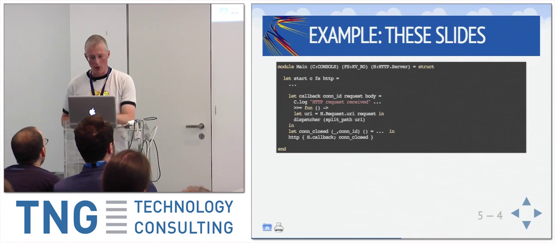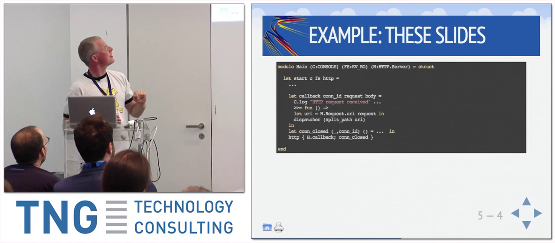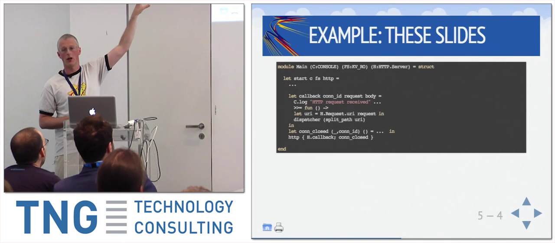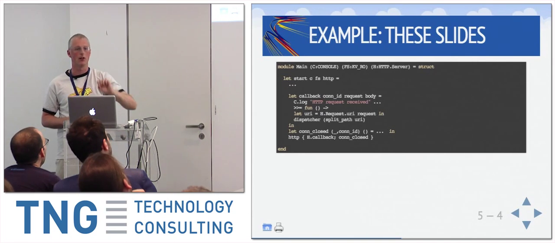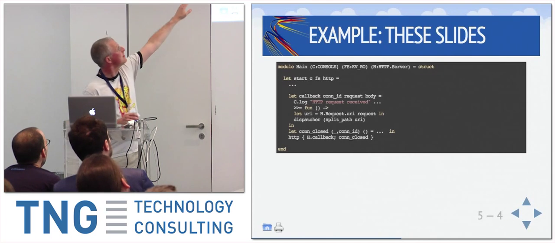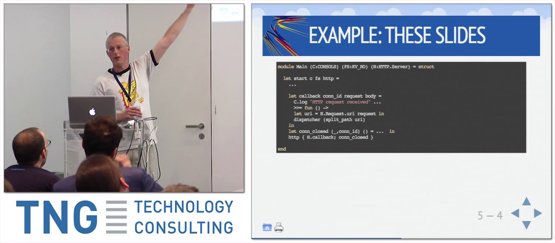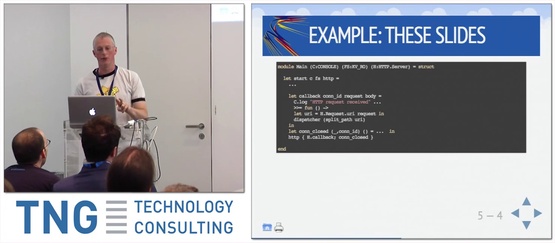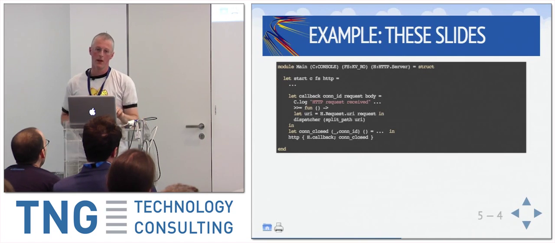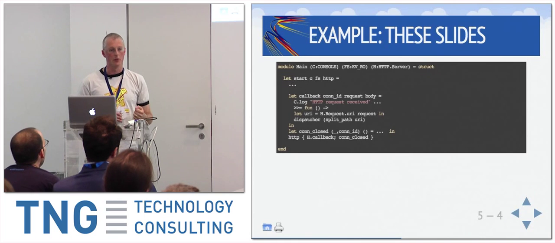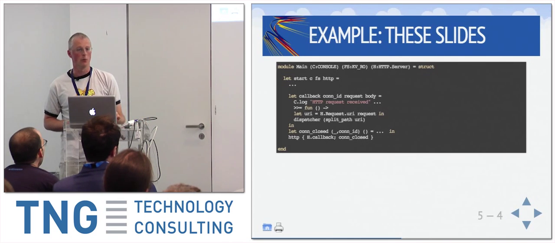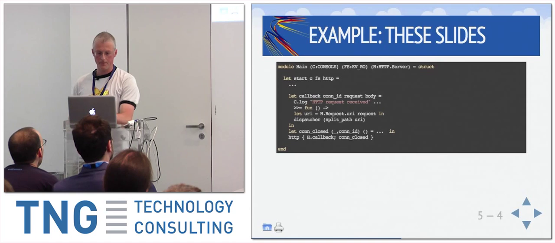In the interest of time, I won't go into this in too much detail, but this is a fragment of the OCaml code that you end up writing. So this is your server code, if you like. Here at the end, you're calling the HTTP server constructor with a configuration. The configuration has two functions. One is a callback function, which says what to do when you get a request coming in, and one is a connection closed callback, which says what to do when the connection closes.